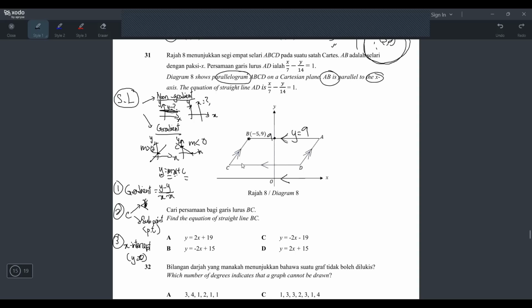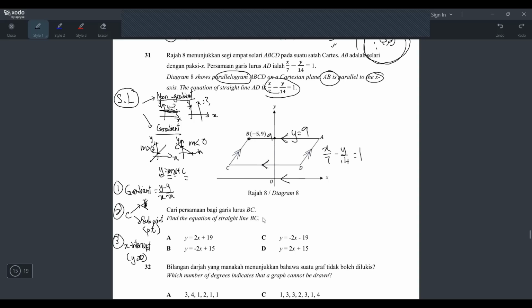But this one, CD, I don't know. But I do know that the CD line also is a non-gradient line, because the CD line is also parallel with the x-axis and parallel with AB, right? They put the arrow, which means parallel already. And then now we can label our next information. AD's equation is x over 7 minus y over 14 equals 1, right? And from this equation, we can actually find the gradient also. After we find the gradient, the gradient will be the same for here and here also, right? But let's see what they want.